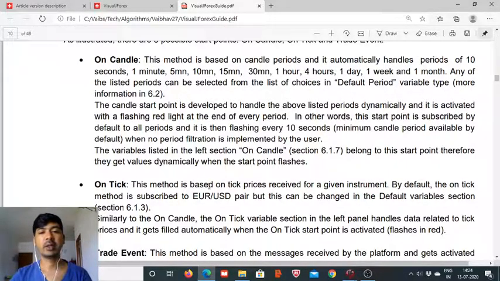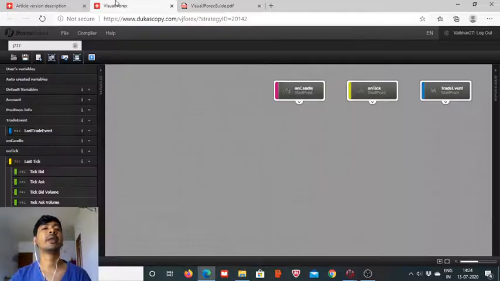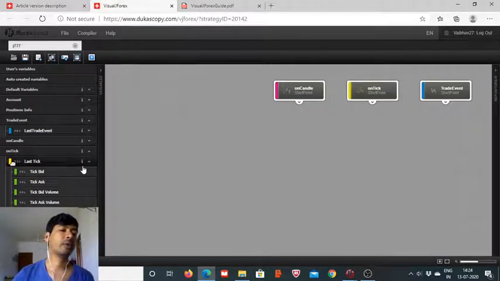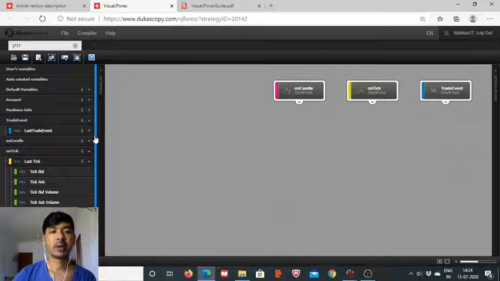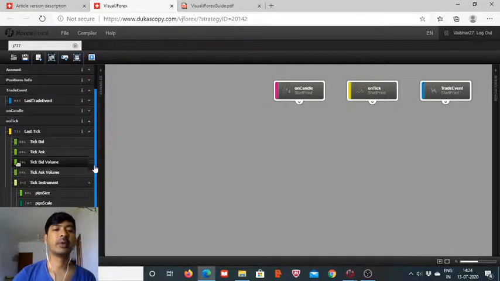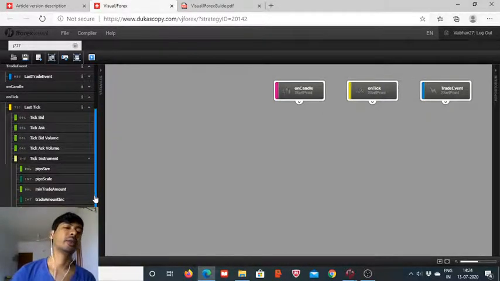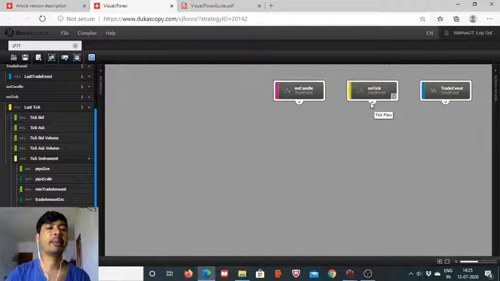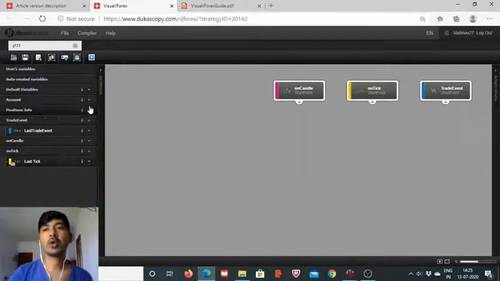So here you can see on tick, and we have already seen the data points which are available for us to work with. These are the parameters which will be filled every time a new tick is generated and the iteration of this start point happens. Now moving on to the start point of trade event.